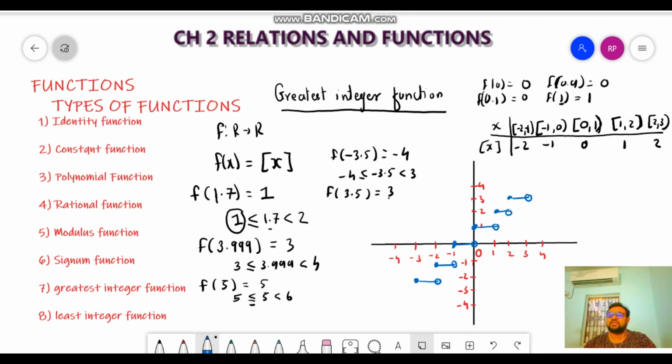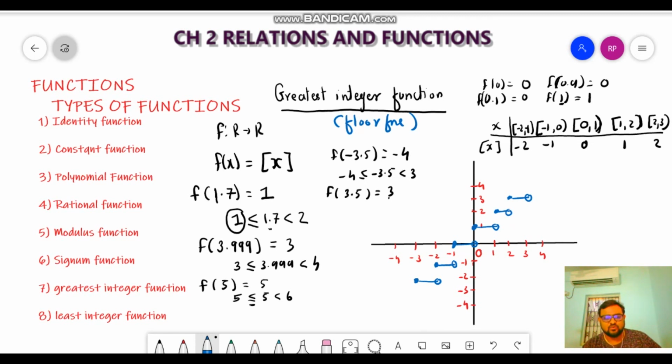Remember, in the greatest integer function, the solid circle will be on the left side and the hollow circle will be on the right side. So this is the greatest integer function, not greater than x. Clear? This is also called the floor function, right? Because we are taking its bottom value, the bottom integer. This was about the greatest integer function.